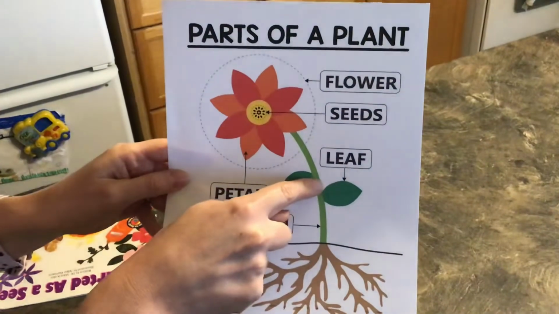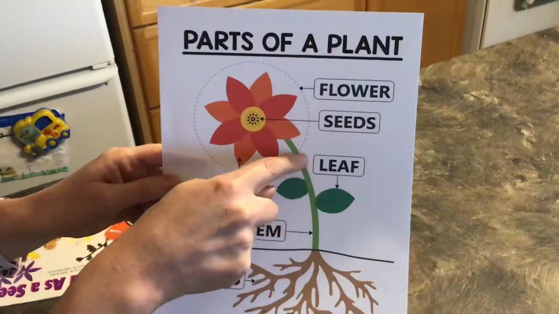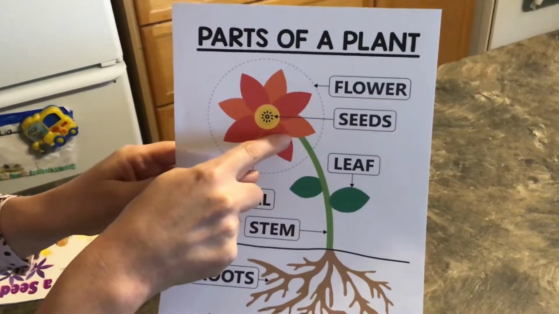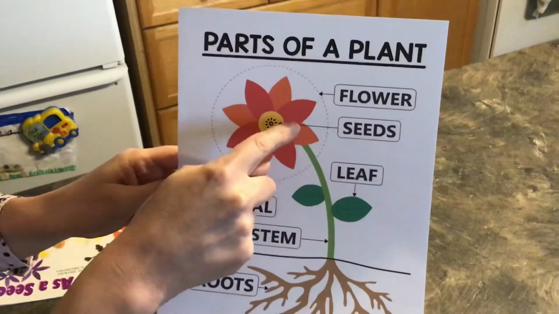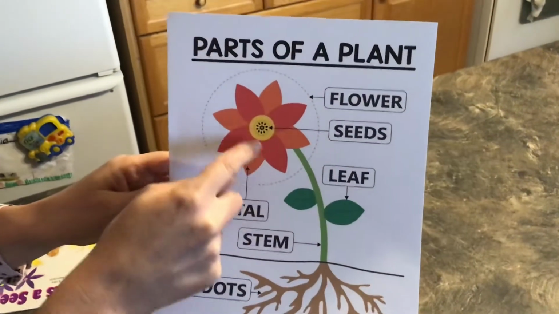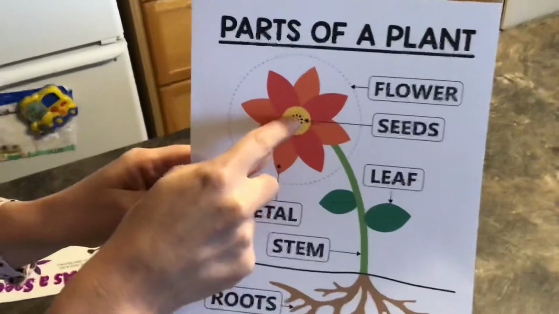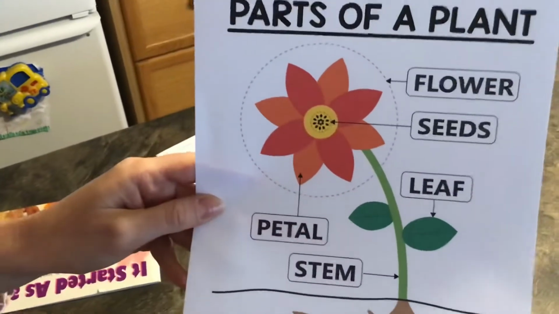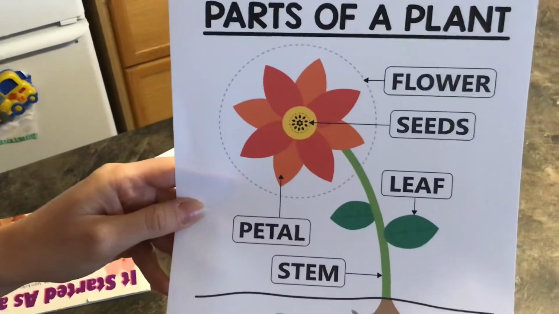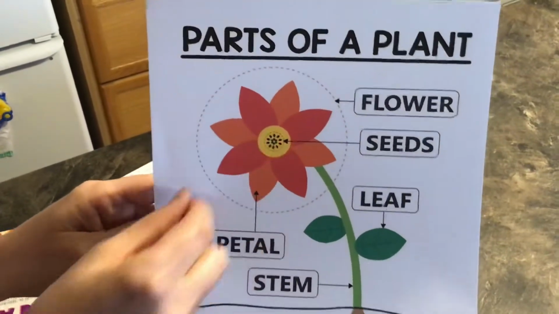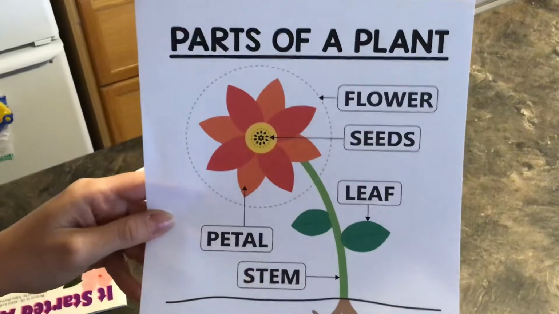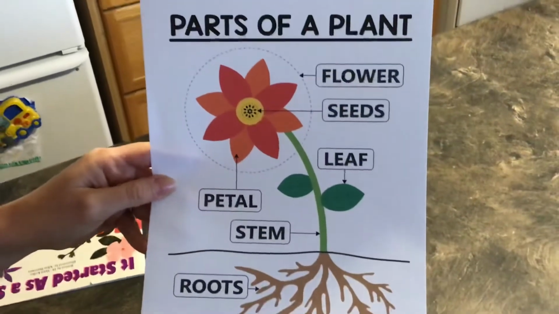And then the stem goes all the way up to the flower head and gives water and nutrients to the flower head. And on the flower head, there are petals, and in the very middle, there are also seeds. So when that flower dies in the fall, the seeds will come out of the middle of the flower head, and they will spread in the soil and rest there until the next spring.